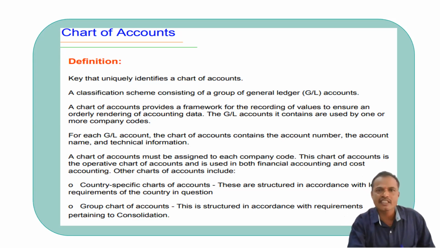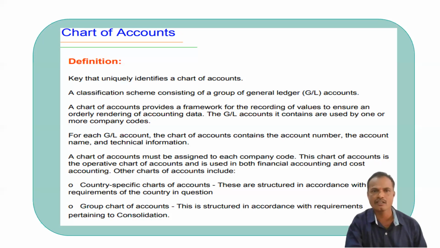For each GL account, the chart of accounts contains the account number, account name, and technical information. A chart of accounts must be assigned to each company code. This chart of accounts is an operative chart of accounts and is used in both financial accounting and cost accounting.